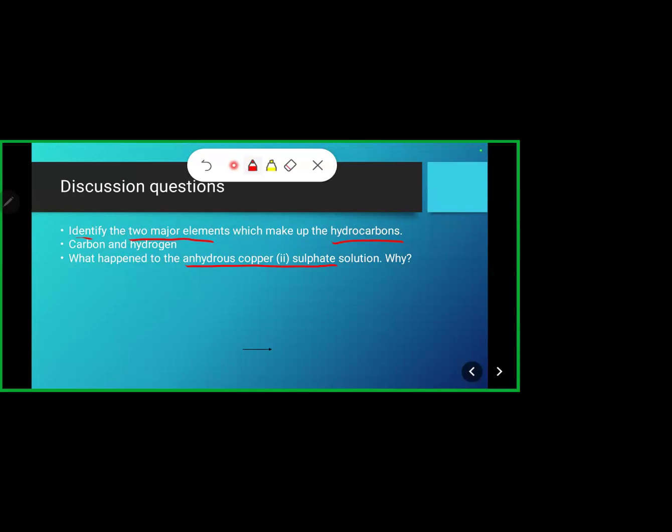Okay, so we said, do we have someone else? Yes, we have Frida, please unmute. I think anhydrous copper 2 sulfate turns blue to indicate to us that a burning candle contains water. Okay, thank you. That is very good.